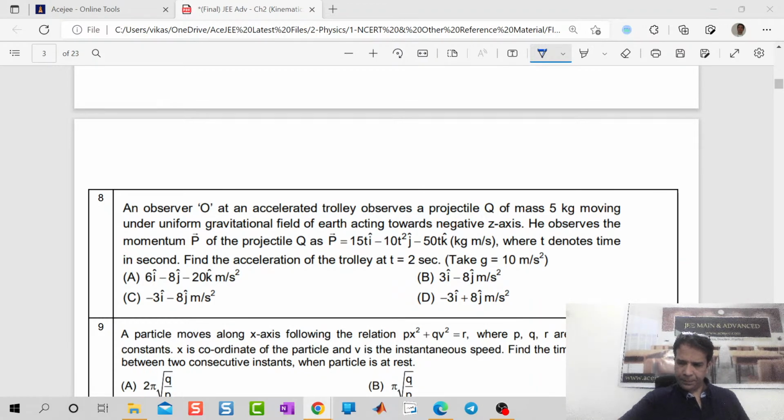Hi, Chavi. Beta, you are on mute in case you're trying to speak. Beta, we are doing question number 8. It is to do with the relative motion, rather relative velocity. So please go ahead and attempt this question.